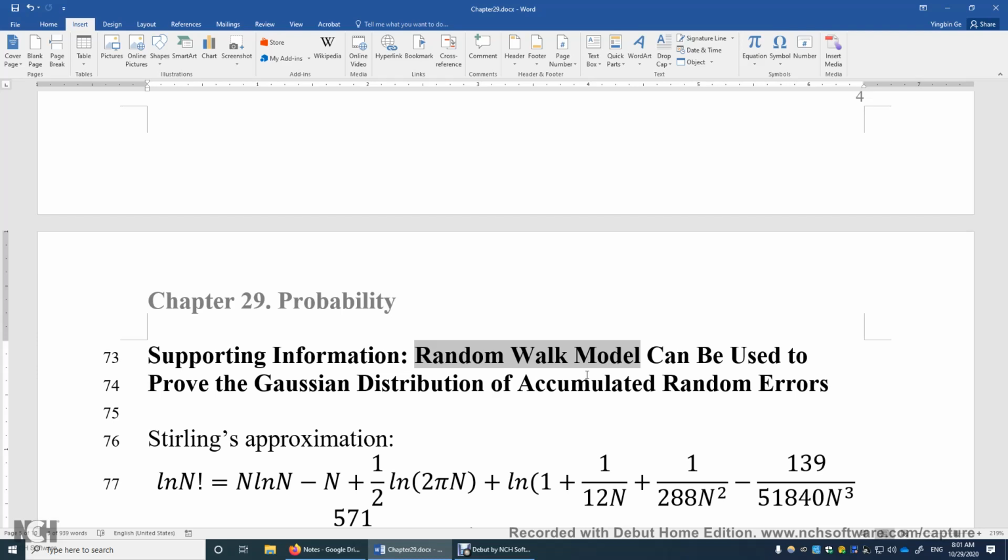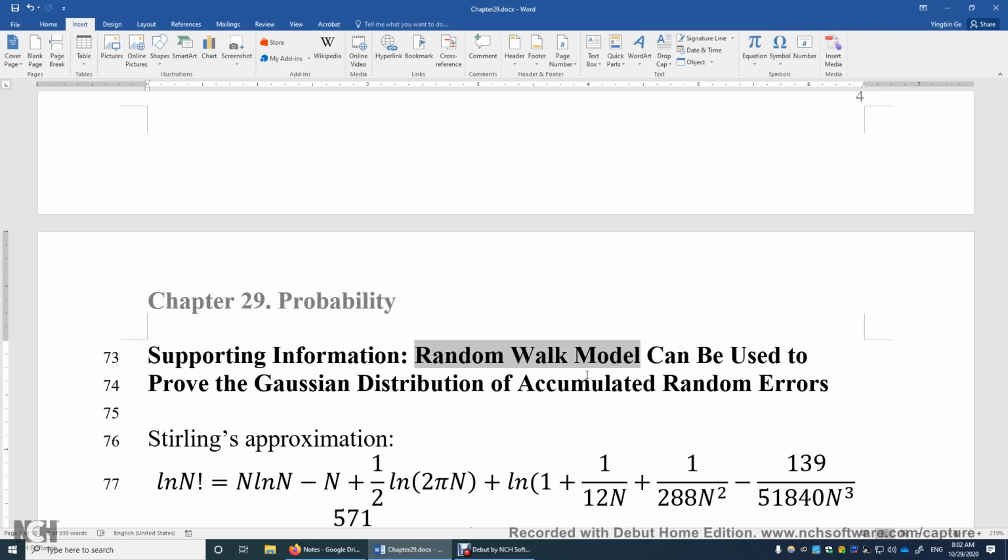And then after moving 1,000,000 steps, what's the probability of finding this person 1,000,000 meters away from his original position, or 1,000 meters away from his original position, or 0 meters away from the initial position?